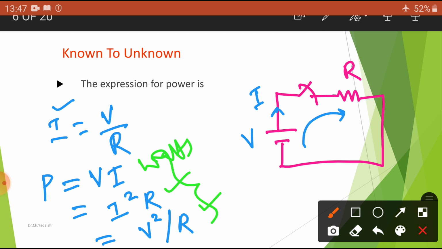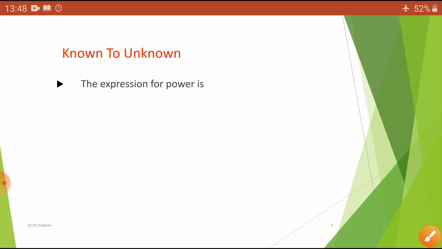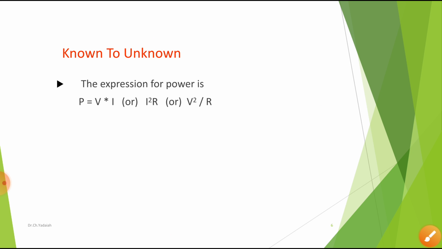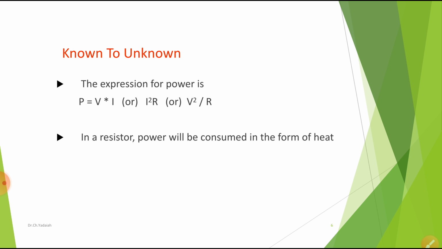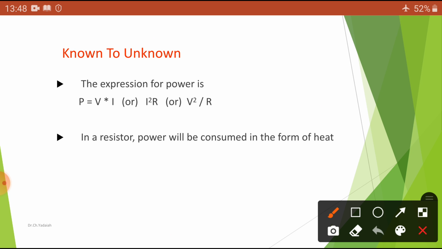As per the terms given, we are going to calculate the power of a network, how much power is taken by the resistance. This is the basic idea you already know from previous classes. In a resistor, the power will be consumed in the form of heat energy.